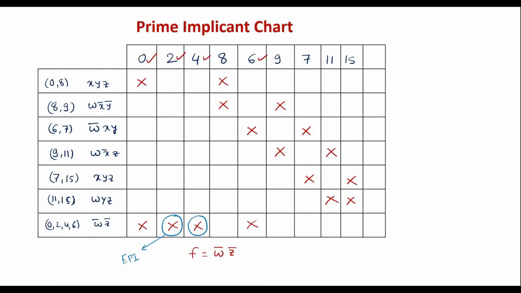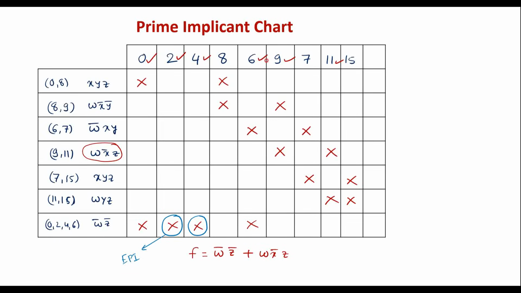Now we have to cover the remaining min terms. Here 0, 2, 4 and 6 are already covered. The remaining are 7, 8, 9, 11 and 15. If I consider 9 and 11, it will cover this 9 and 11. Let me write this term here, that is plus W x bar Z. So 9 and 11 are covered.